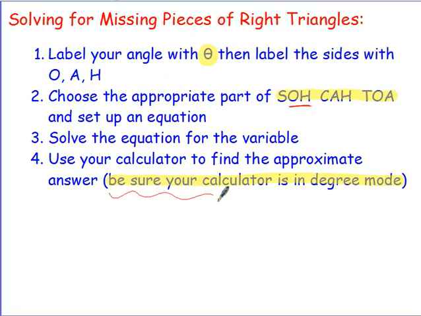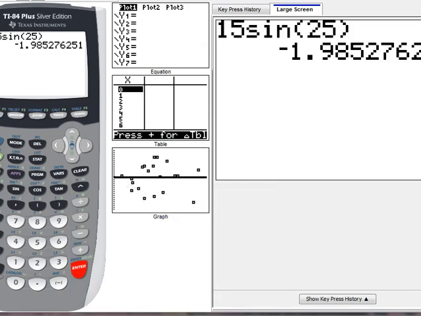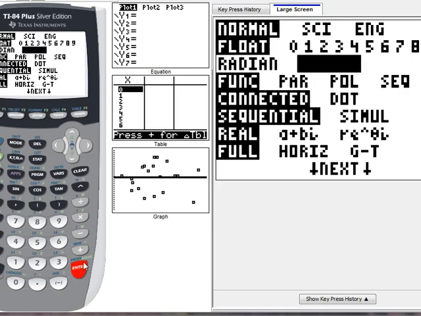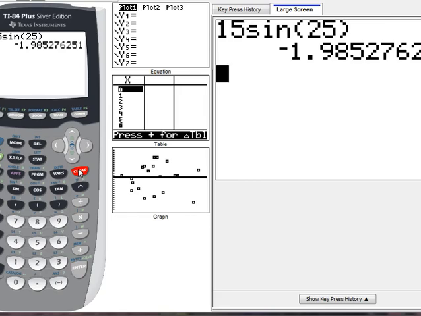This little note right here was extremely important. You need to make sure your calculator is in degree mode. To be in degree mode, you have to press the mode button, and it should bring up this menu. Notice right here, this word degree needs to be highlighted. So I'm going to go down 2 and right 1, and I'm going to press enter. Now degree is blacked out. So I'm going to clear, and I'm going to try again.